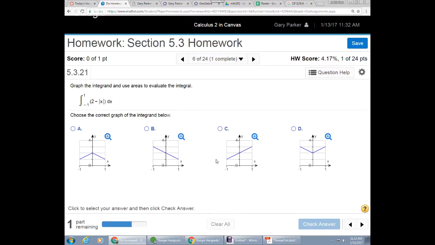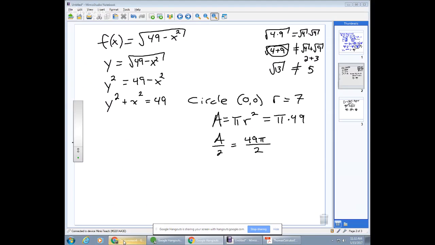All right, let's try another one. Graph the integrand and use areas to evaluate the integral. So we need to graph 2 minus absolute value of x, and that is going to be upside down, because the negative in front flips the V. And so let's just double check with a graphing utility.